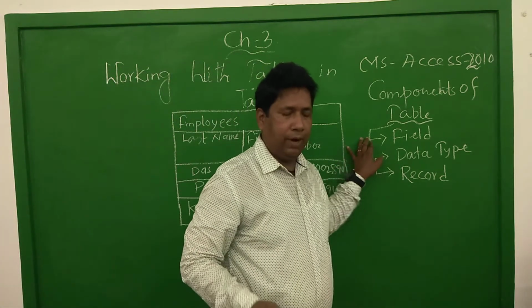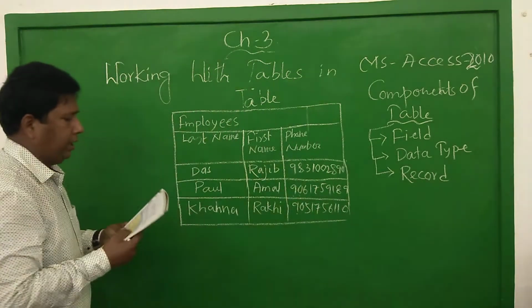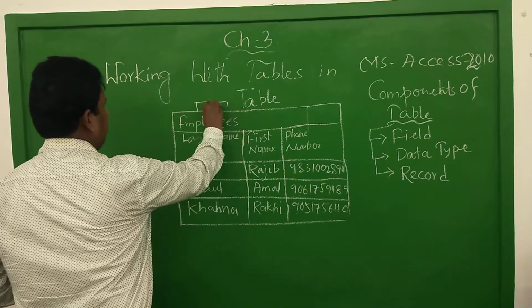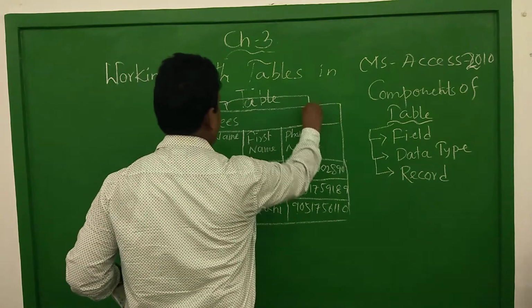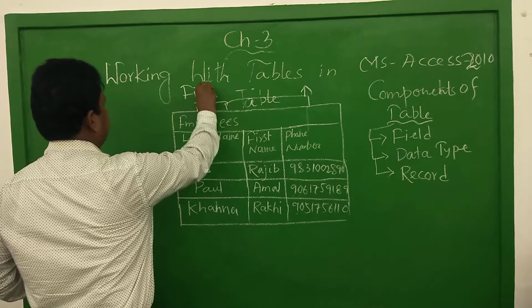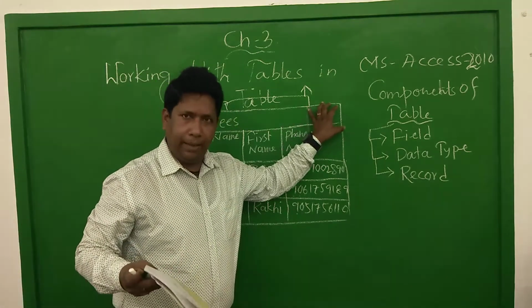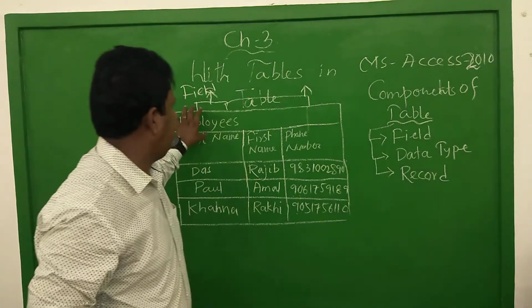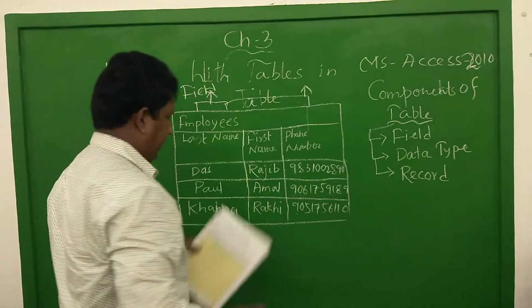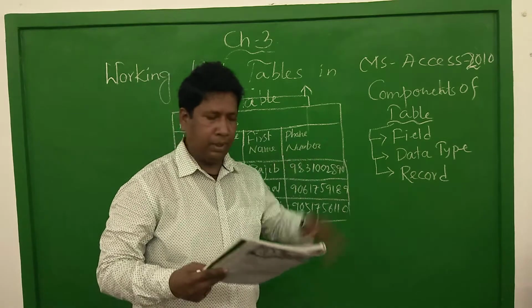Field. What is a field? Each column is called a field. Just see, this is a field. Each column of the table is known as a field. These are all called fields on the table: name, class, roll number, or here we can find last name, first name, phone number.